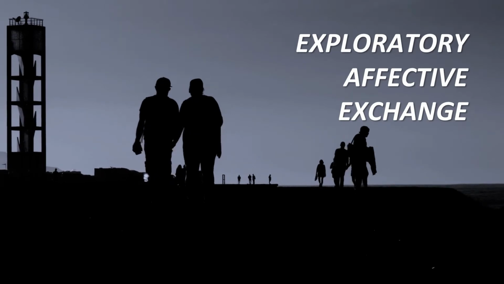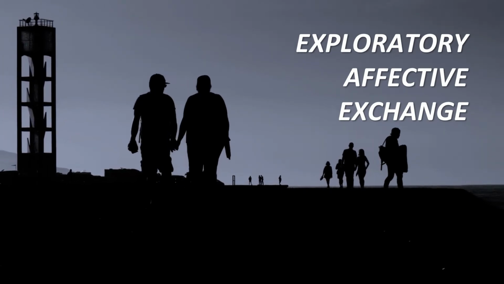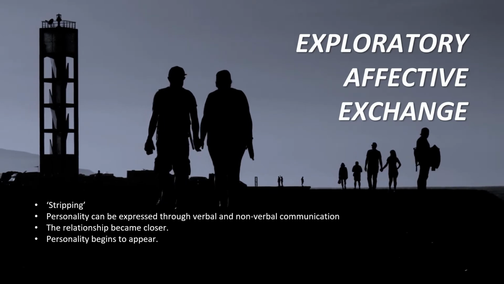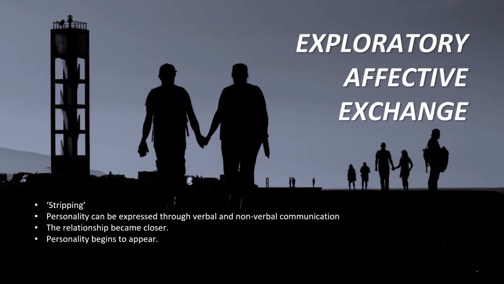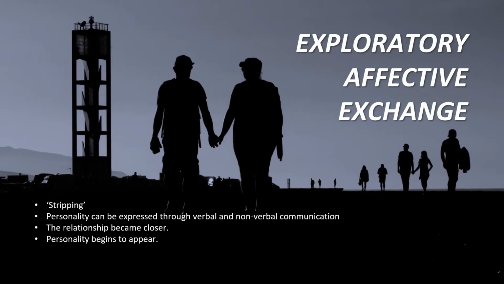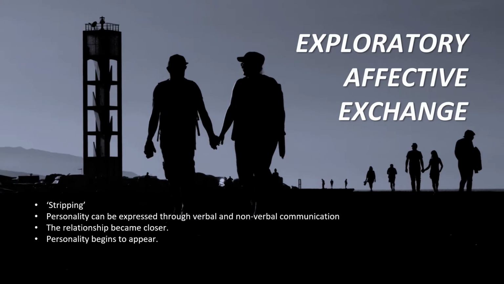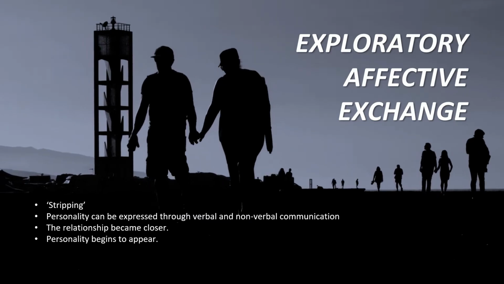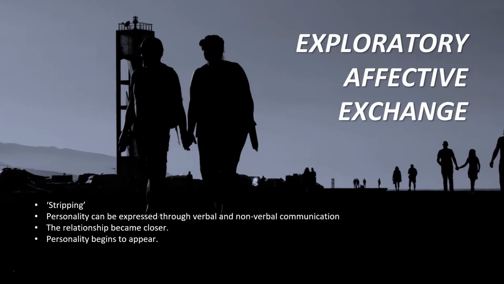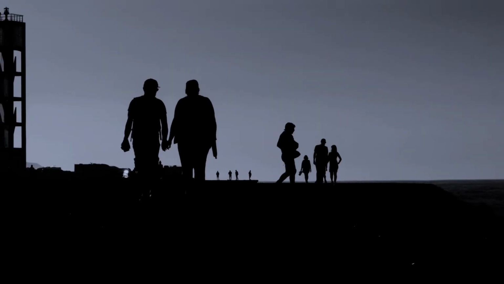The second phase of social penetration theory is the exploratory affective stage. At this stage, interpersonal relationships will develop with the stripping of several layers of personality, so personality can be expressed through verbal and nonverbal communication. The relationship becomes closer. The range of topics discussed between individuals may increase, but these topics often reveal only the public self at this stage. Personality begins to appear.